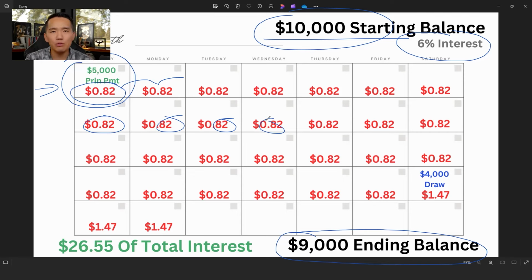the balance at $5,000. Now the question is, well, Sam, if we just put $5,000 into the line of credit, well, how do we get that money back out for expenses, gas, food, groceries, eating out? How does that work?